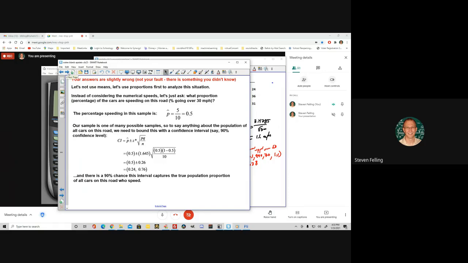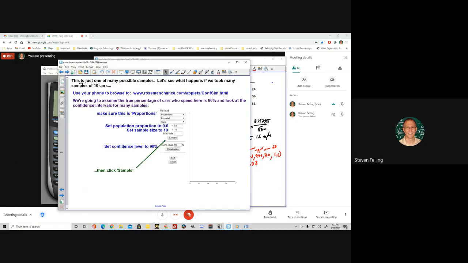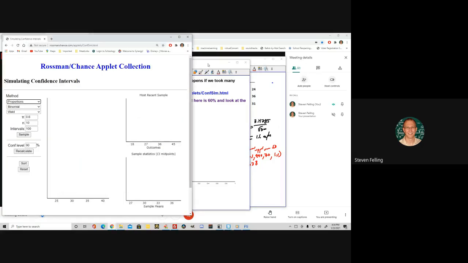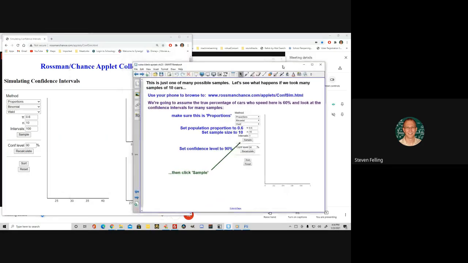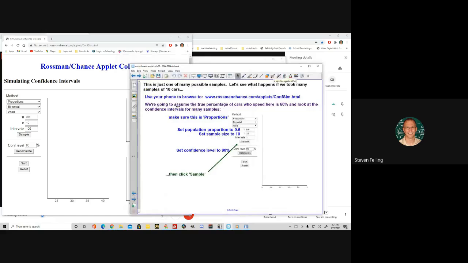So we could think of that, and I want to show you that. There's a website here called www.rossmann/applets/confsim.html. It stands for confidence simulations. Okay, so I've got this open over here too, so I'm going to show you here on the side. And what we're going to do is replicate that proportions calculation that we just did, because we're more familiar with that.